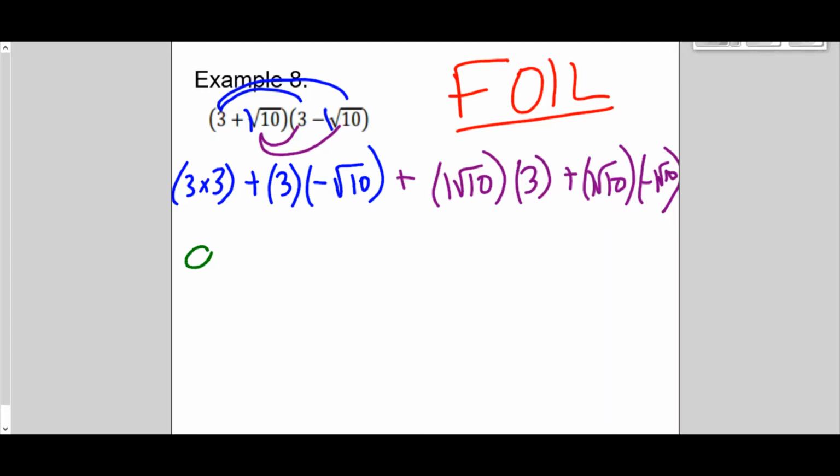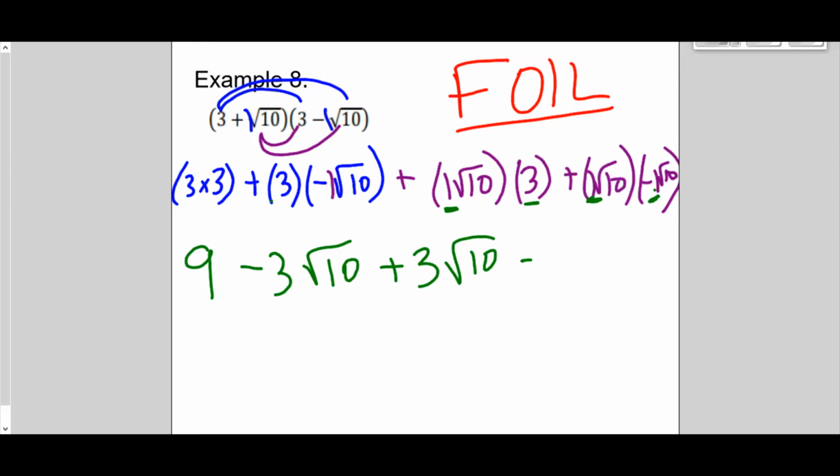So 3 times 3, we know that that's 9. 3 times negative square root of 10, well, the 3 is on the outside, but I didn't show it, but here's your 1. So this would be negative 3, so 3 times negative 1, square root of 10. And then here again, 1 times 3 is 3, so that's plus 3, and then I have my square root of 10. And then the last part, positive 1 times negative 1 on the outside is negative 1. And then square root of 10 times square root of 10, so it's square root of 10 times 10.